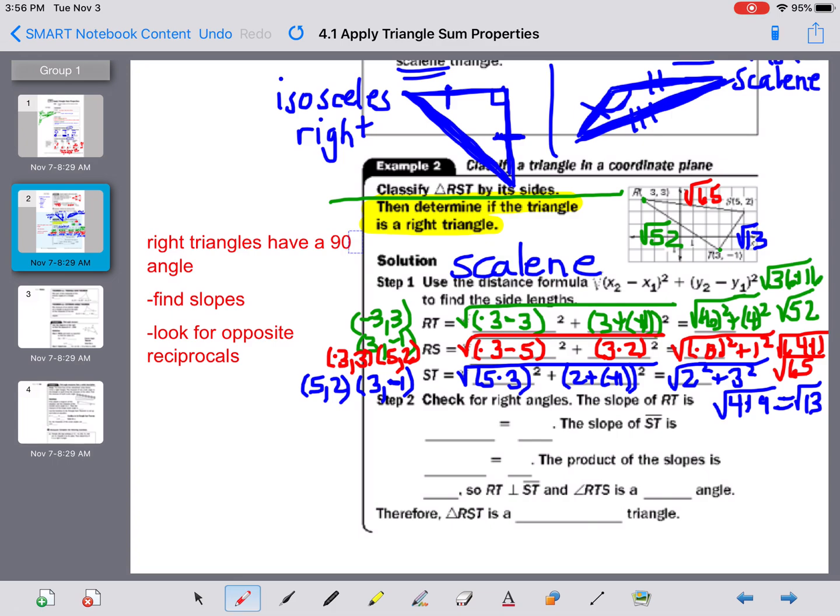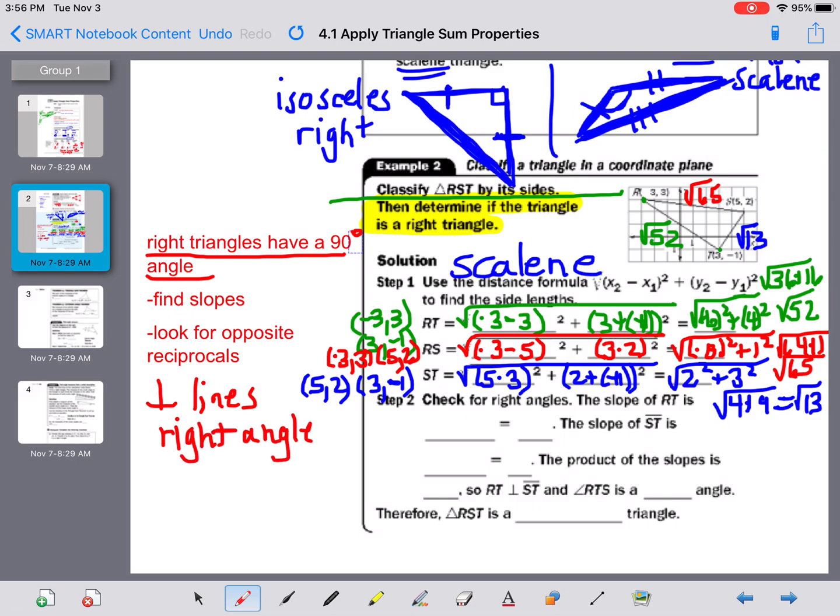And to do that, check my margin note over here, right triangles have a 90-degree angle, which means find the slopes and look for opposite reciprocals, because if you have perpendicular lines, then you have a right triangle or a right angle.